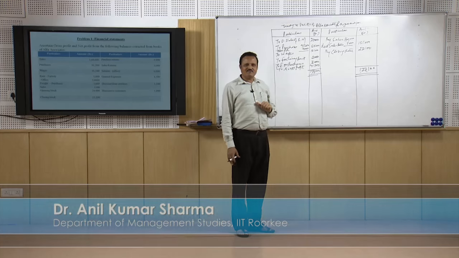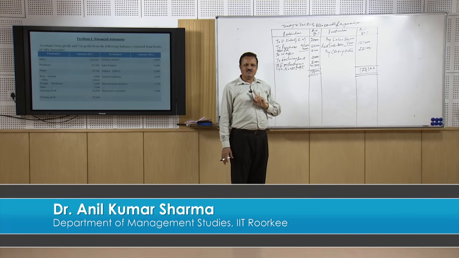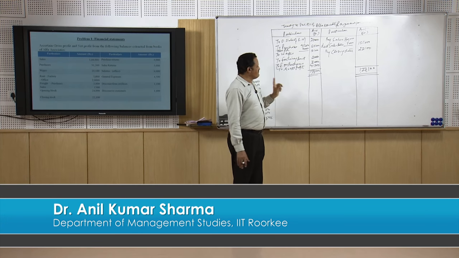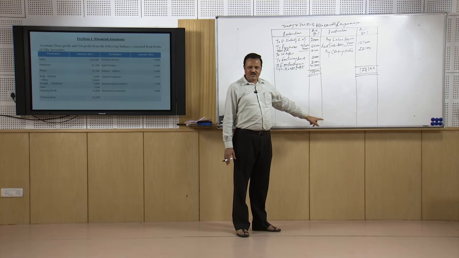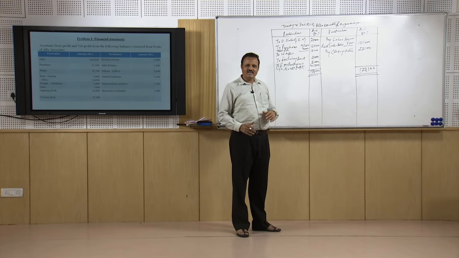Why is it called a gross profit? Because this is not the final profit, this is not the divisible profit. The final profit we will calculate in the lower part when we prepare the profit and loss account, and that we will do in the next lecture.